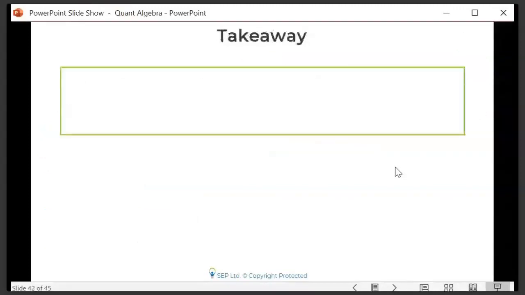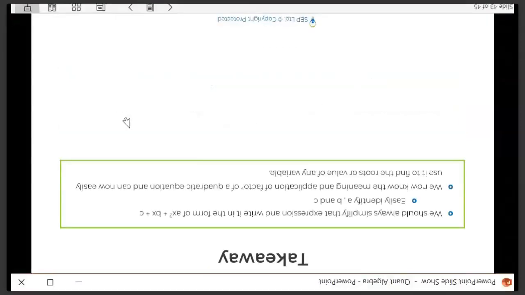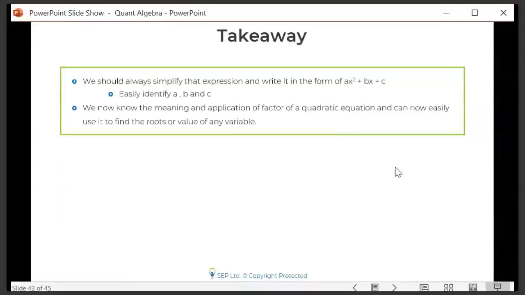So the one important takeaway once again is you should learn to simplify your equation, figure out what your a, b, c is, and then depending on what is given in the question, if it's about factors, sum of roots, product of roots, apply it and get your answer.